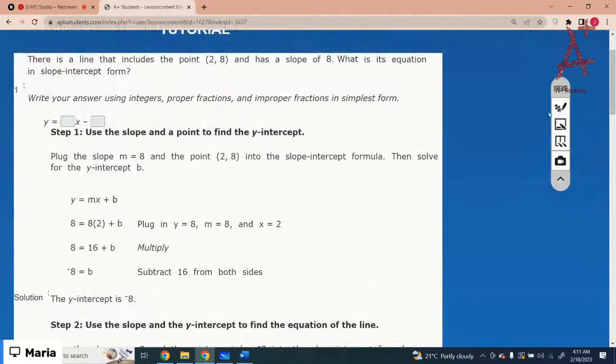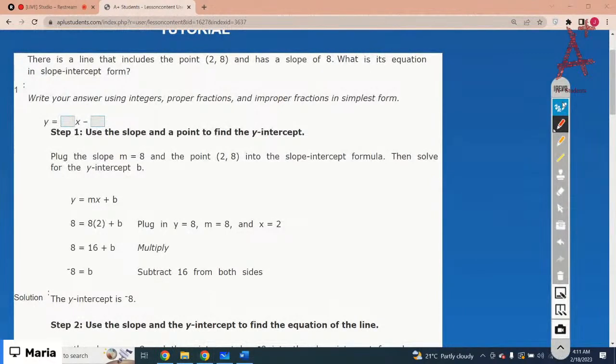Let me read the question. There is a line that includes the point 2, 8 and a slope of 8. So you are given the point that is 2, 8, and also you are given the slope that is 8. Here is the point and here is the slope. You have to write down the equation. You can write down the equation like y equals mx plus b. You have the slope. Slope is 8.